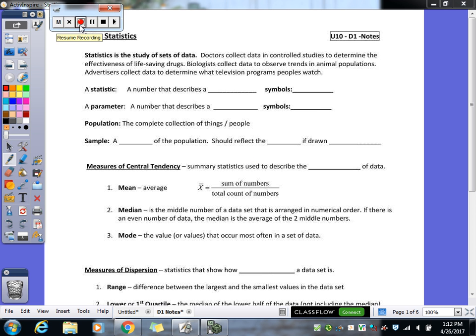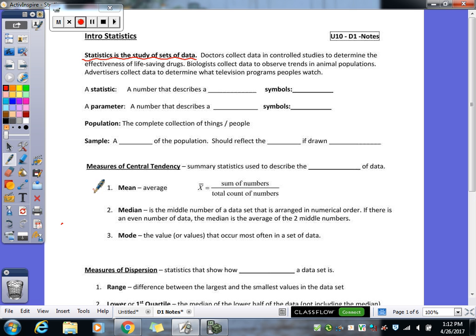So we are entering statistics, which, I have written here, is the study of sets of data. Whether you're actually collecting the data yourself or somebody has collected the data already and you're just trying to analyze it, it's a collection of data. Doctors collect data in controlled studies to determine the effectiveness of life-saving drugs. Biologists collect data to observe trends in animal populations. Advertisers collect data to determine what television programs people watch. So data is collected everywhere from a whole bunch of different kinds of people.